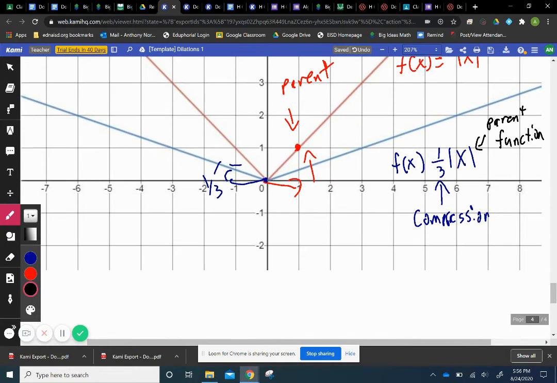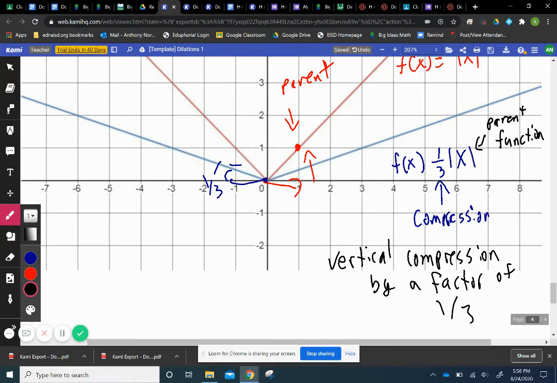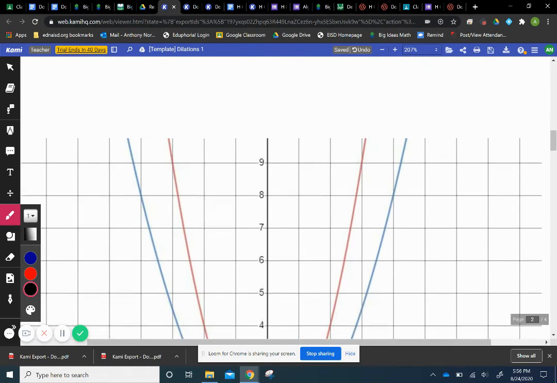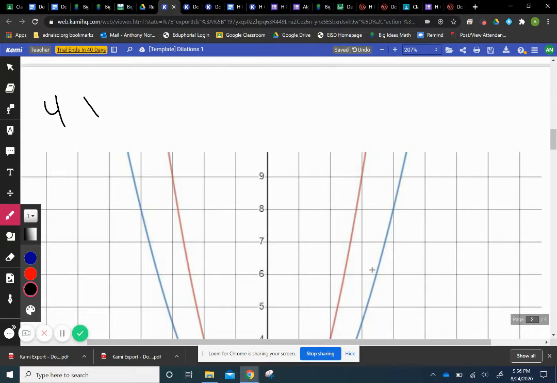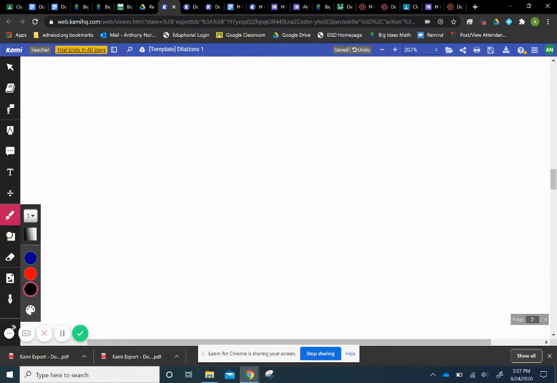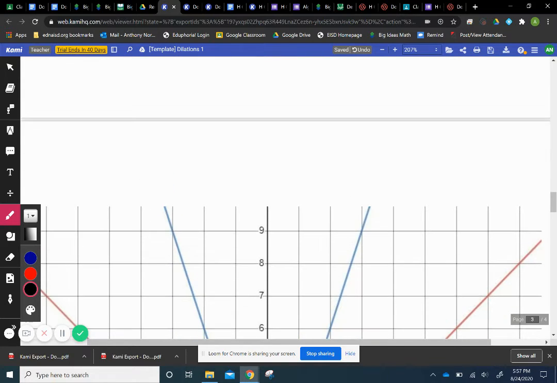And how do you describe this in words? We have a vertical compression by a factor of 1/3. So the other two are for you to do, not for me, for you. Remember the rules for transformations work the same if it's a quadratic or an absolute value function.